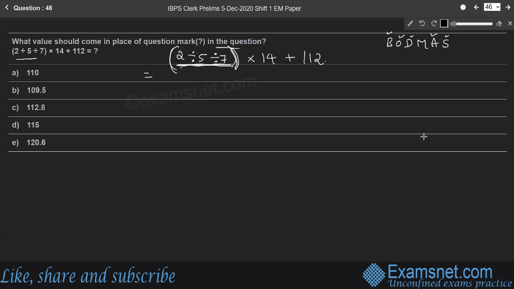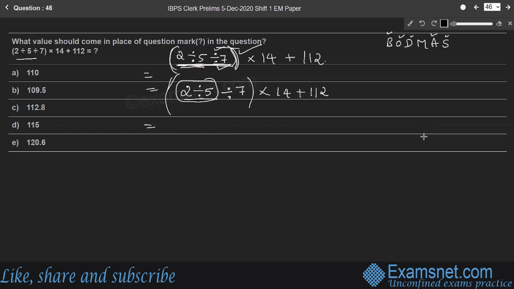So here some number is divided by 7. So the operation of division here. So some number is 2 divided by 5. So here I'll repeat once again. Some number is divided by 7. So the number is 2 divided by 5. Therefore, we have to solve this part. That is 2 divided by 5 first, then divided by 7. Then only we can remove the bracket here. Right? Into 14 plus 112.